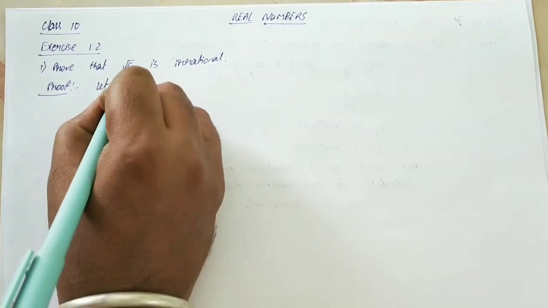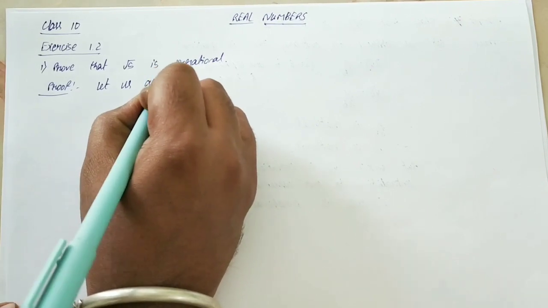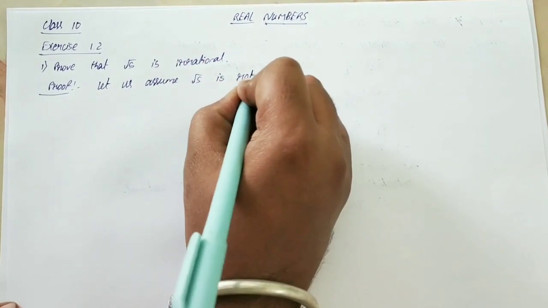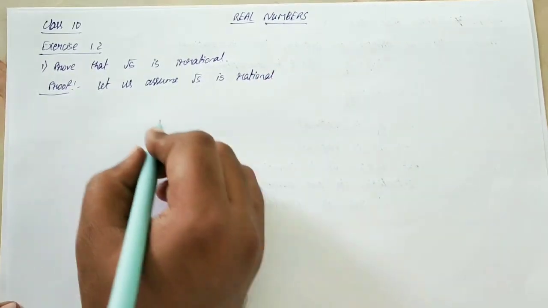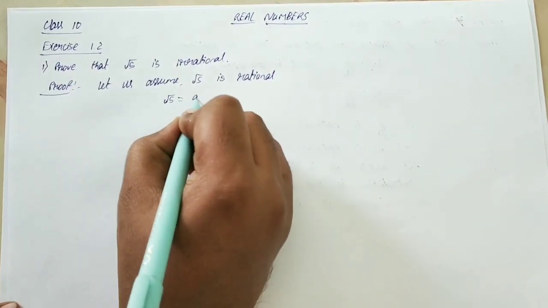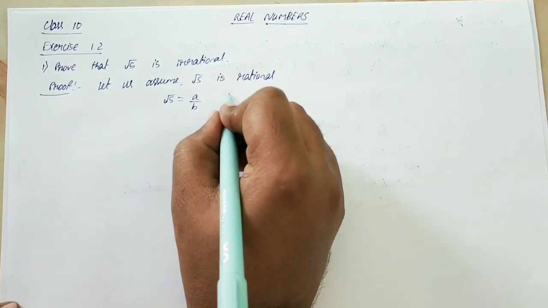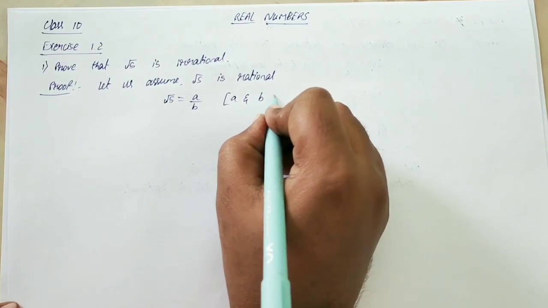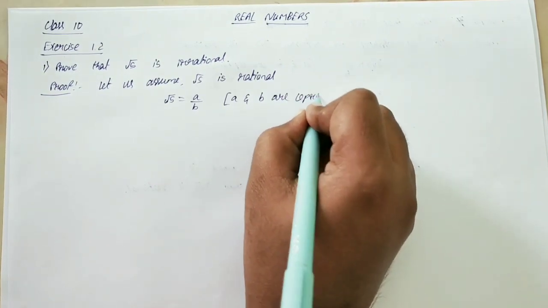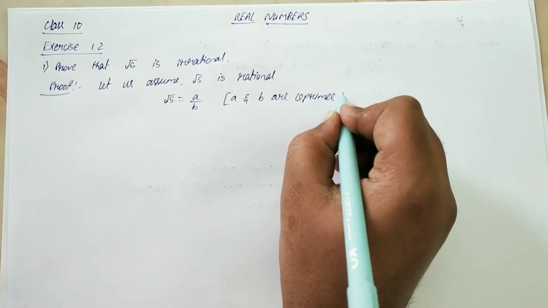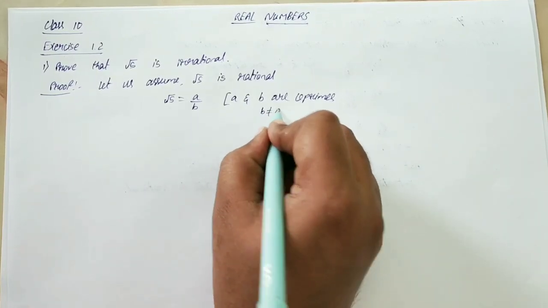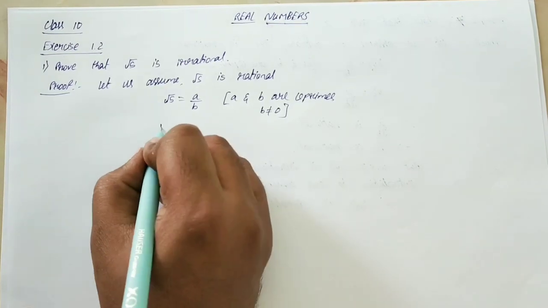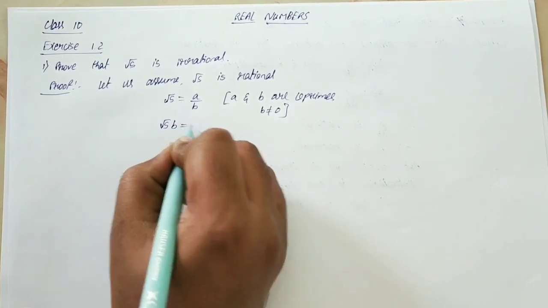So let us assume root 5 is rational. Then root 5 can be written in the form of a by b. We have one condition that a and b must be co-primes, and one more condition that b must not be equal to 0. Next we will shift b to the LHS. It becomes root 5 into b is equal to a.